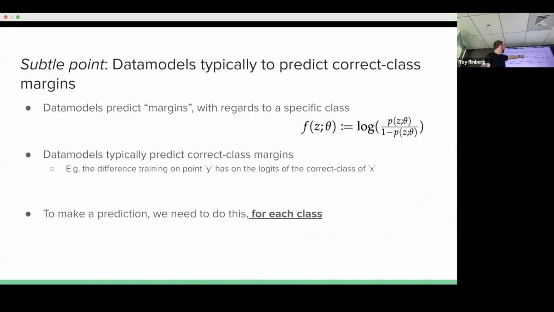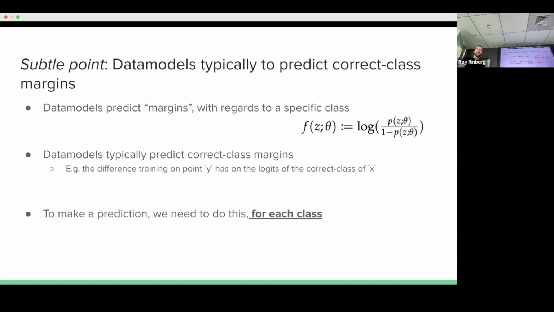Specifically, data models predict the difference in margins, which is a measure like the probability of the correct class, the softmax of that probability divided by the total sum of the probabilities, logged. But you have to do it for a specific class, like basically how confident are you that it's a picture of a cat?